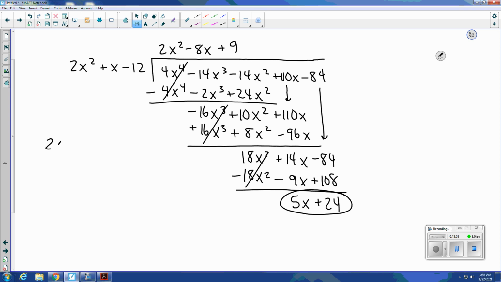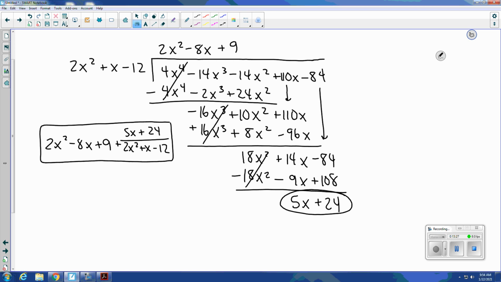So sticking with the format that's needed to write my answer, we're going to do quotient plus remainder over divisor. So here's an example where we divided by a quadratic trinomial. We worked with trinomials all the way through. Our remainder is an expression itself with a variable term. And there's our final answer.